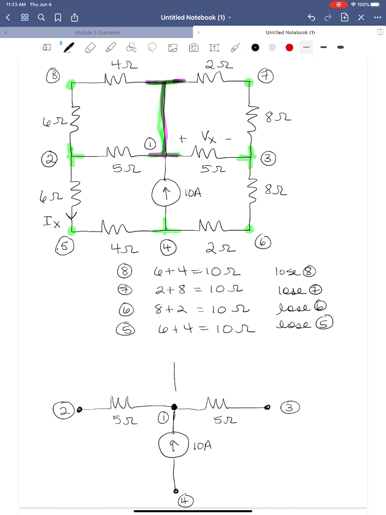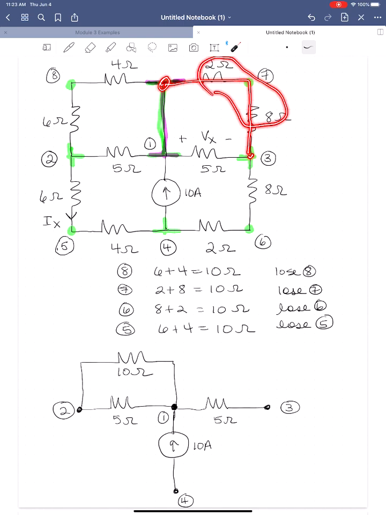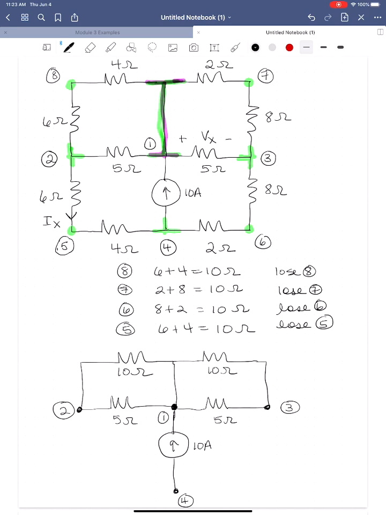So I'm going to draw that here. I'm going to try to draw that better here. Okay, so there's this 10 ohm resistor. And then we're going to have the same thing on this side. Between node 1 and node 3, we're going to have this 10 ohm series combination and lose node 7. So we'll add that. 10 ohms. Okay. The 6 ohm and the 4 ohm resistors between node 2 and 4 will combine to 10. We lose node 5.